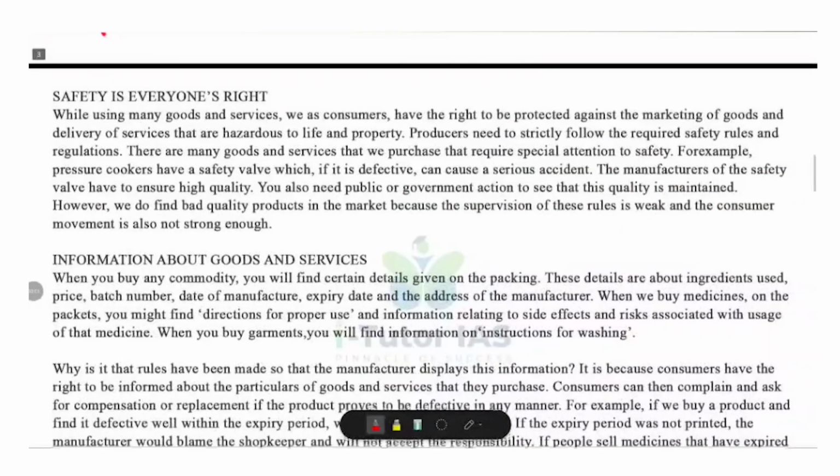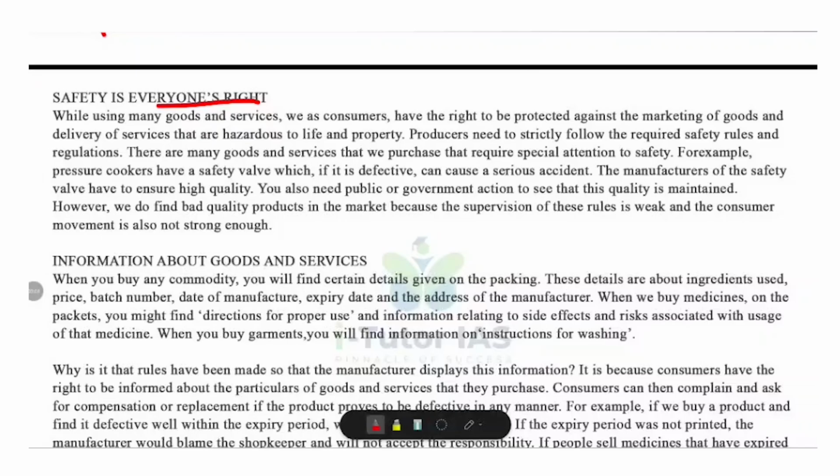Now, safety is everyone's right. As consumers, we have the right to be protected from goods and services that can harm our life or property. Producers must follow safety rules and regulations. For example, pressure cookers have a safety valve which, if it is defective, can cause a serious accident. Manufacturers must ensure high quality protection.